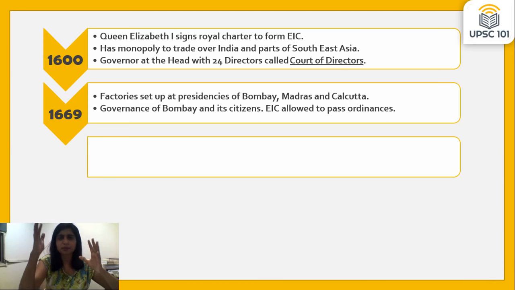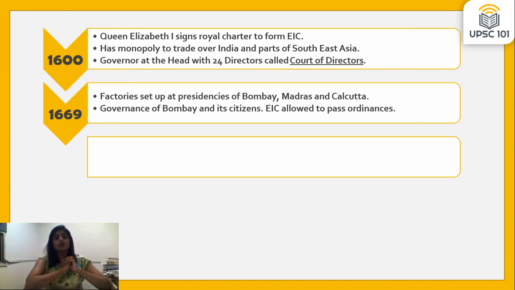So please remember these trivial facts that 1669 empowered the company to pass ordinances, that is a type of law for the purpose of governance of Bombay and its citizens. Okay, Bombay back then was a very small, unremarkable place. It is not the megalopolis that you observe it to be right now.